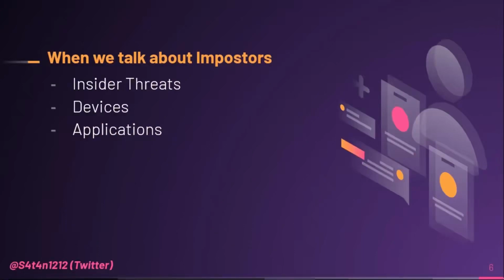When we talk about imposters, there are mainly three categories: insider threats, devices, and applications. Insider threats can be both green field and side green field employees. Green field employees can be employees who were fired or who left the organization and now have malicious intent against it. Side green field employees can be those who are angry with management or just experimenting with things.